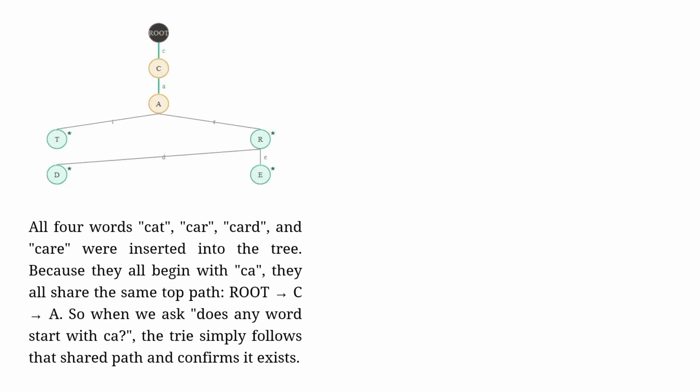Let's look at an example. The words cat, car, and care have all been inserted into the trie. Since all of them begin with the prefix ca, they share the same path from the root to c and then a. When we ask whether any word starts with ca, the trie simply follows the path and confirms that it exists. So the answer is true.